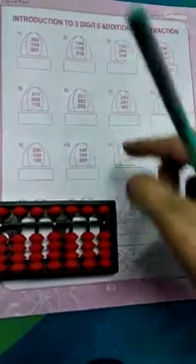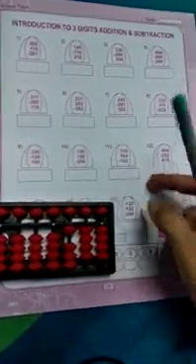Let me do one more question for you. 144. This is 144. Plus 110. So 210. Minus 110. So the answer is 244. This way you will do this page.